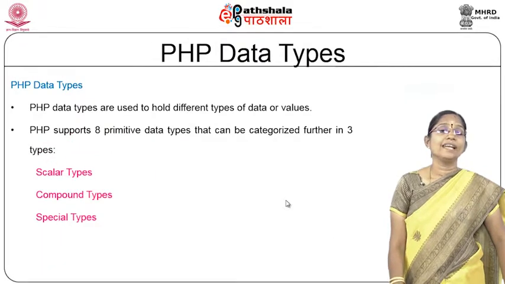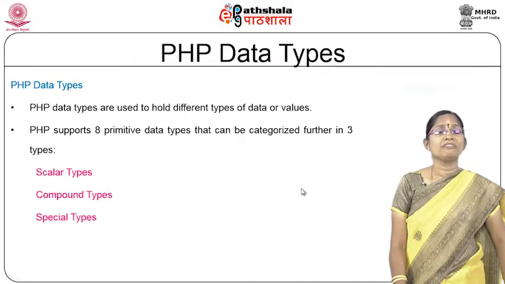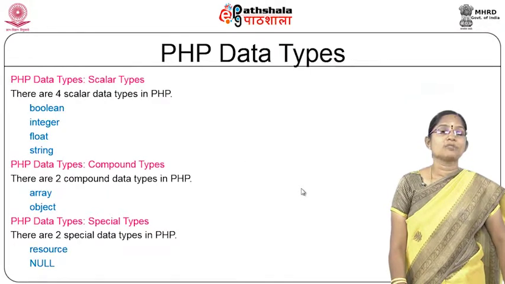Now, let us look at the data types in PHP. PHP data types are used to hold different types of data. There are 8 primitive data types which can be categorized in 3 different types. Totally there are 8 primitive data types, but they can be categorized under 3 things: scalar types, compound types and special types. Under scalar types, we have the subtypes boolean, integer, float, string. Under the compound types, array and object. Under the special data types, there are 2 things: resource and null. These are the PHP data types.